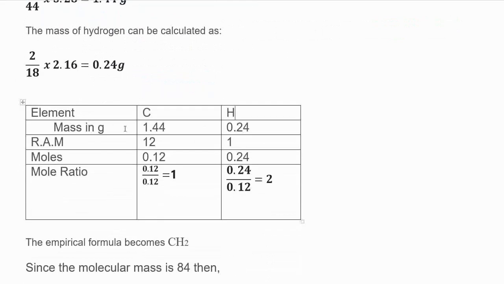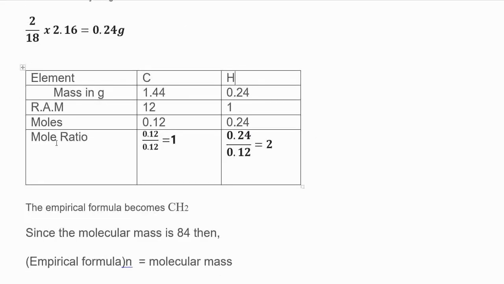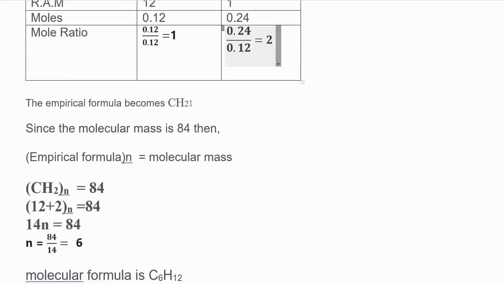So mass in grams, it is 1.44, and the RAM is 12 and 1. Number of moles: 1.44 divided by 12 will give you 0.12. 0.24 divided by 1 is 0.24. Then mole ratio: the smallest here is 0.12, so we divide both sides by that, and it will give us 1 to 2. It means the empirical formula is CH2.